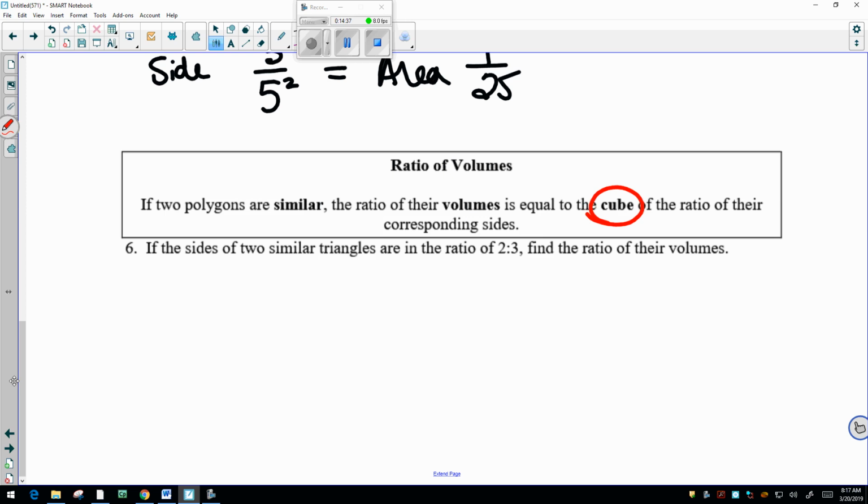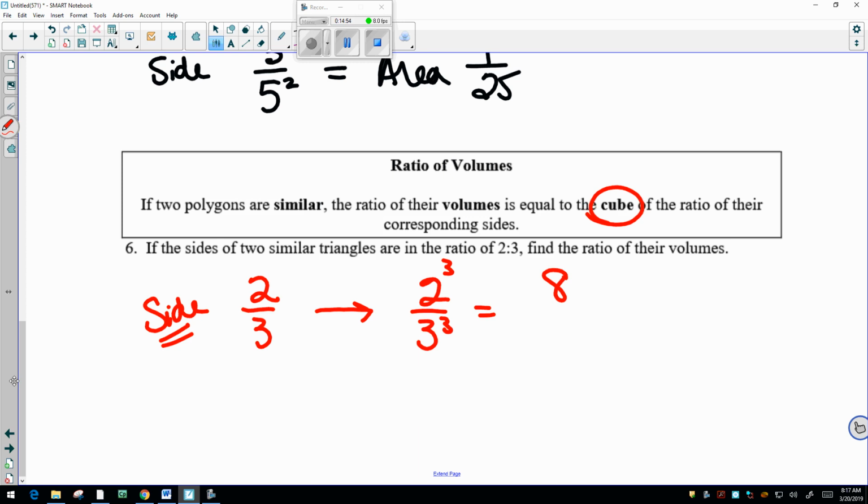Okay, so for instance, if the sides of two triangles are in the ratio of 2 to 3, so now again, these are our side ratios. Trying to find the volume ratios, well, if I'm thinking, what would I do with the units? I'd have to cube the units. That would tell me that then our volume ratio should be in a ratio of 8 to 27. Again, I don't know what the volumes are, but I can tell you that the ratio of the volumes would be 8 to 27.